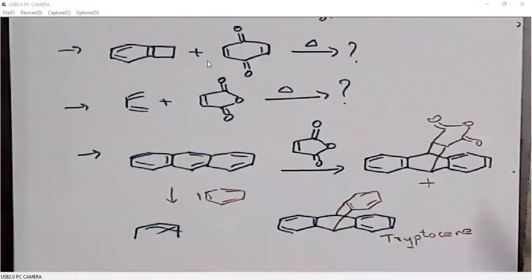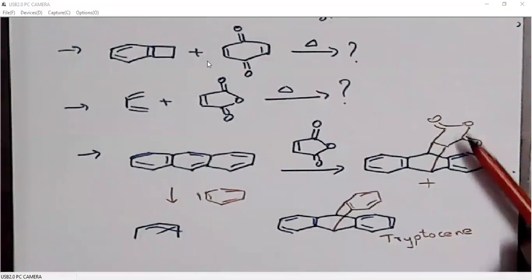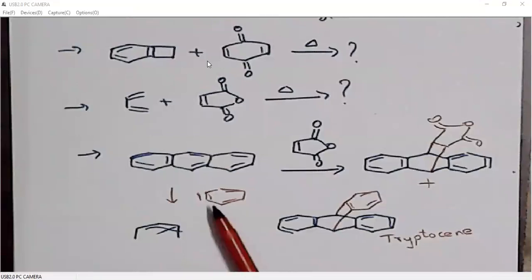So this anhydride group may be nearer to this benzene ring or maybe nearer to this benzene ring. Both are possible because this will have secondary orbital interaction either with this ring or with this ring. Similarly, we can use benzene for Diels-Alder reaction with anthracene, then we will get this product. So here also two conformations are possible.